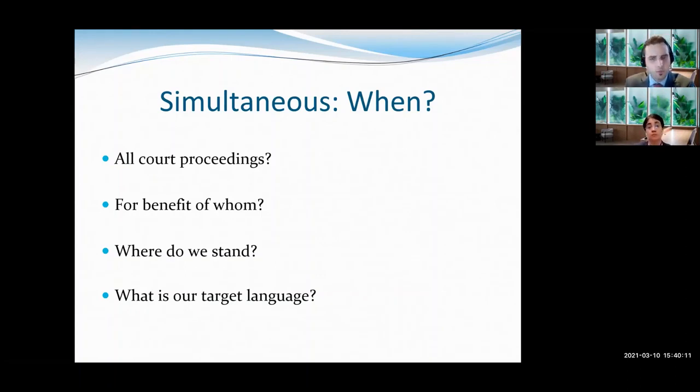For the benefit of whom? So whom is benefiting from our simultaneous interpretation? What is our target language here? Well, the target language here, always, I'm going from English into the foreign language. I never do simultaneous interpretation in American court interpreting in the other direction, not really. Simultaneous is always from English into the target language. So therefore, the recipient, the beneficiary of my simultaneous interpretation is almost always the LEP, right?